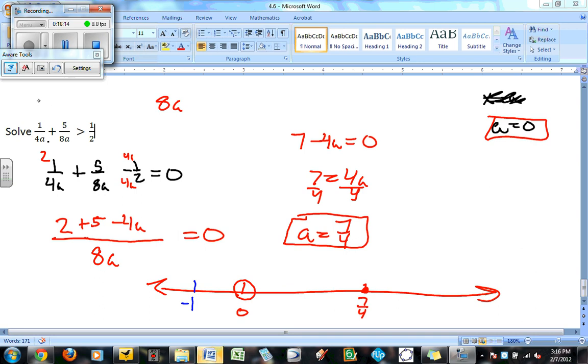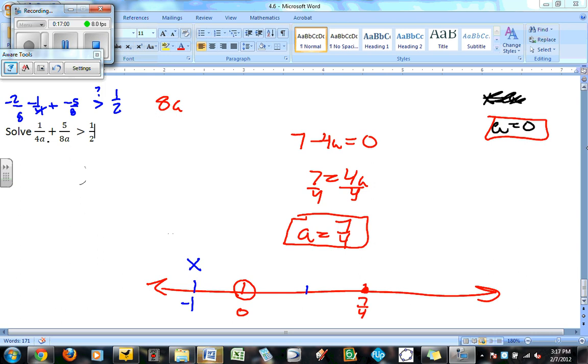So if I plug in -1, I get -1/4 plus -5/8. Is that going to be greater than 1/2 is the question. All right, so again, we need a common denominator here, and that would be -2/8 plus -5/8. That's still a negative number. So that is not going to be bigger than 1/2. So this is false here. Between 0 and 7/4, I think we can pick 1 there. That would be the easiest one to pick. All right, so let's pick 1.